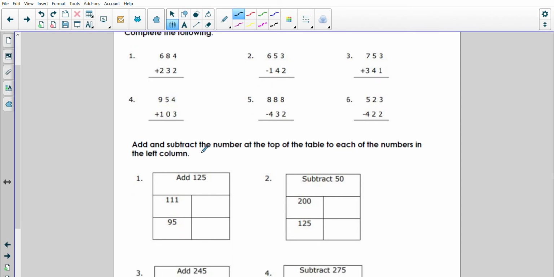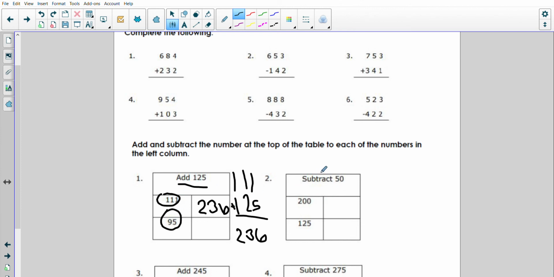It says add and subtract the number at the top of the table to each of the numbers in the left column. So what that means is you're going to take this and you're going to do the same thing with each of these numbers. So for example, 111, we're going to add 125 to that. So 111, 125, 1 plus 5 is 6, 1 plus 2 is 3, 1 plus 1 is 2. So that's 236.